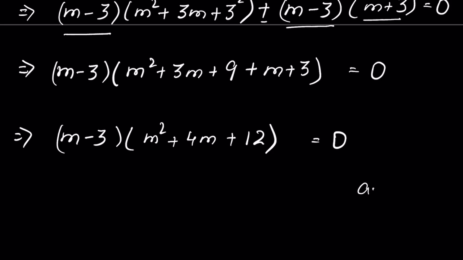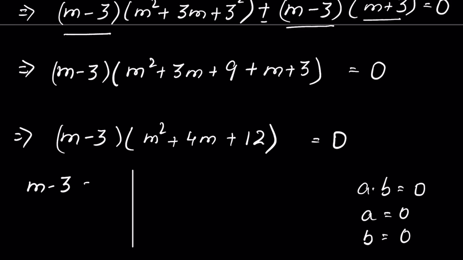Now when a times b is equal to 0, then either a is equal to 0 or b is equal to 0. So we have two solutions for m here. When m minus 3 is equal to 0, in that case m is equal to 3. The other case is when m square plus 4m plus 12 is equal to 0.